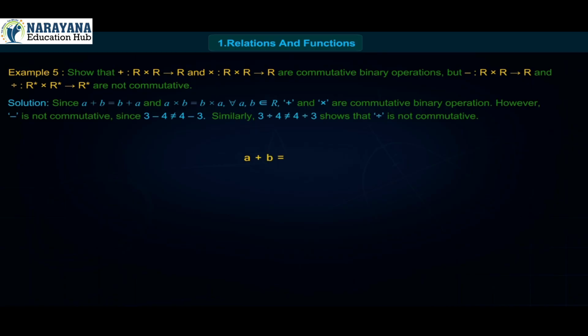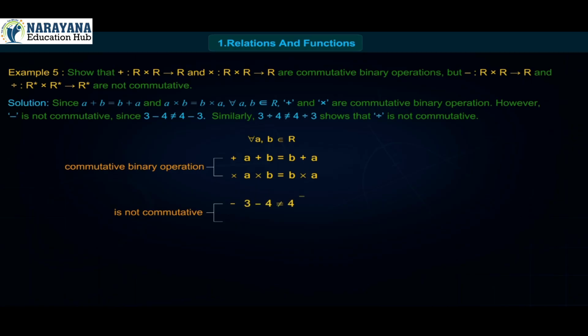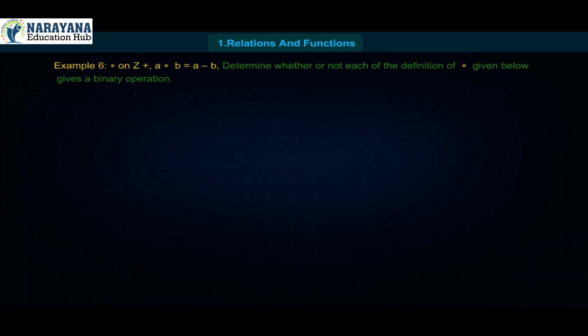Solution. Since a plus b is equal to b plus a and a cross b is equal to b cross a for all a, b belonging to R, addition and multiplication are commutative binary operations. However, subtraction is not commutative since 3 minus 4 is not equal to 4 minus 3. Similarly, 3 divided by 4 is not equal to 4 divided by 3, which shows that division is not commutative.